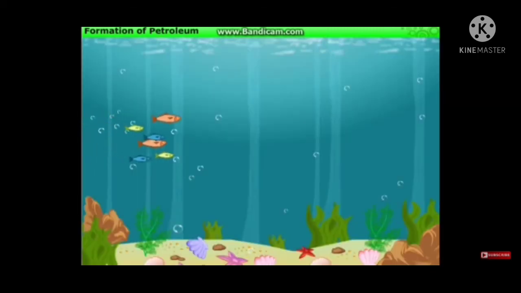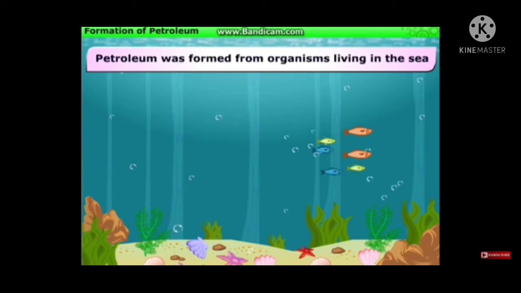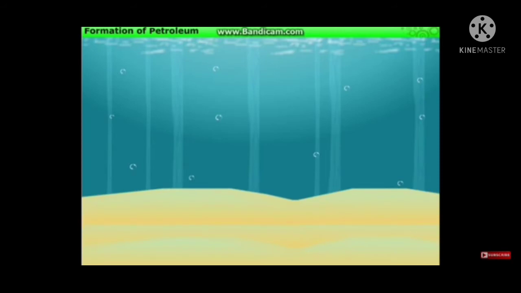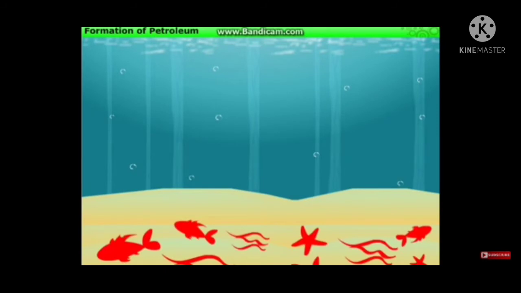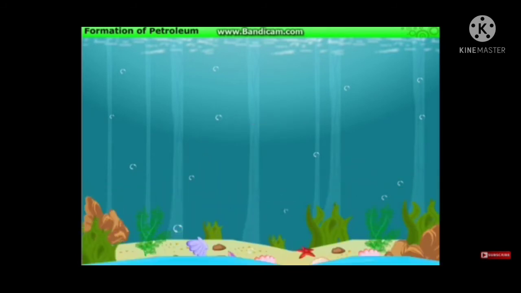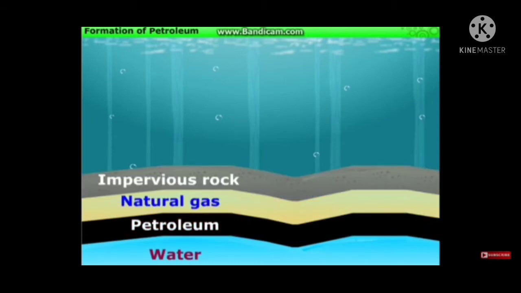Petroleum was formed from organisms living in the sea. It was formed by a complex process. As these organisms died, their bodies settled at the bottom of the sea and got covered with layers of sand and clay. Over millions of years, absence of air, high temperature and high pressure transformed the dead organisms into petroleum and natural gas.